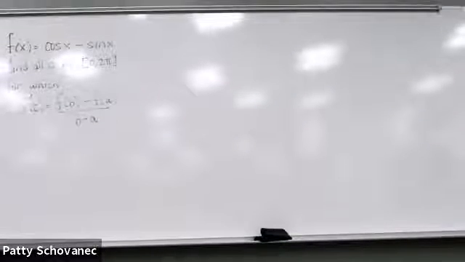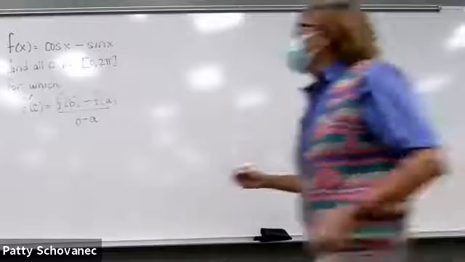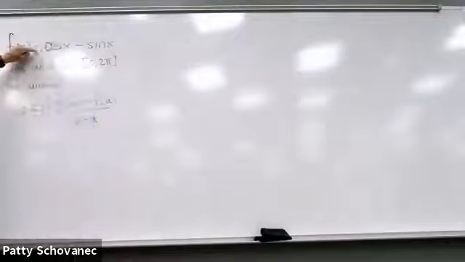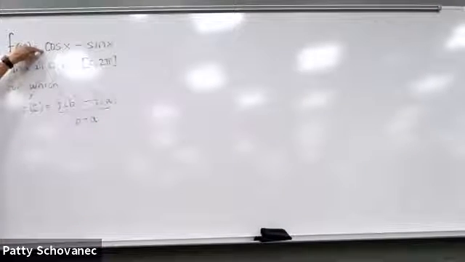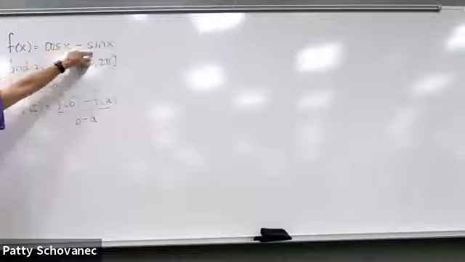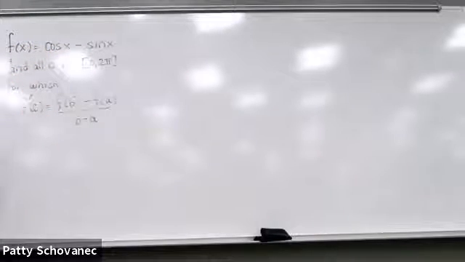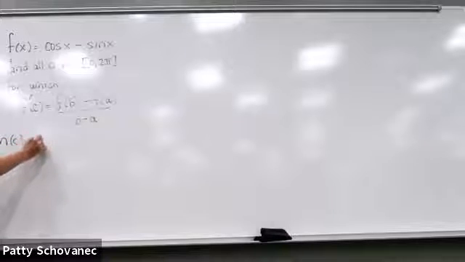Okay, so we're looking for the number C for which the derivative at that point is equal to the slope of the line through the two endpoints. So let's see. The derivative is just minus sine of x minus cosine of x. We're going to put in a C there: minus sine of C minus cosine of C.